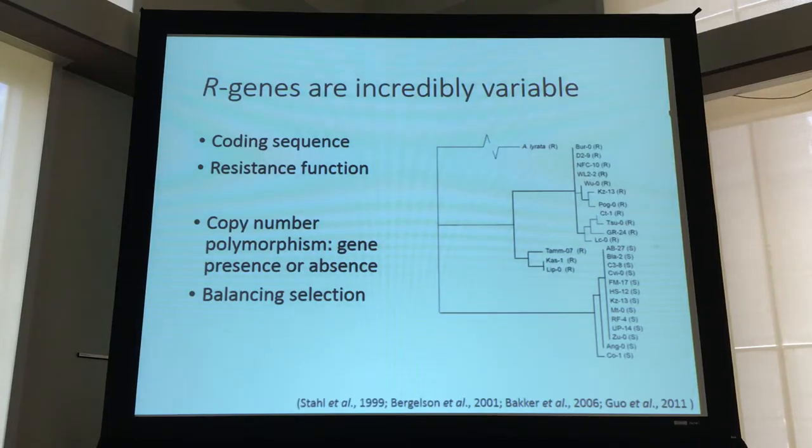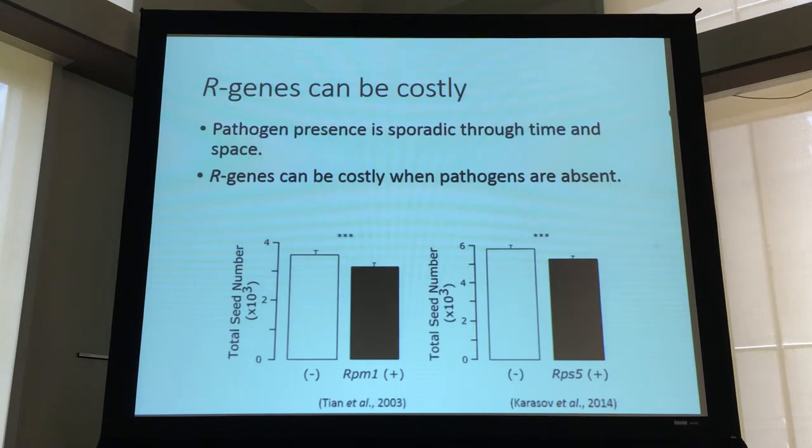So these latter types of variation are maybe more surprising for R genes, because of the naive question here: why aren't all plants resistant to all pathogens? Why are there susceptible alleles? And the answer to this question is in two parts. And the first is that pathogens are not present at all times or in all places. And the second part of this is that R genes can be incredibly costly when the R gene is present and the pathogen is absent. And this has been measured for two R genes previously, for RPM1 and RPS5.